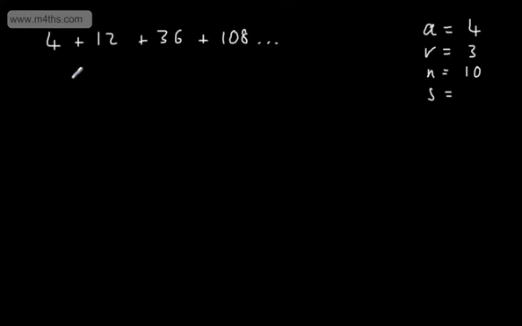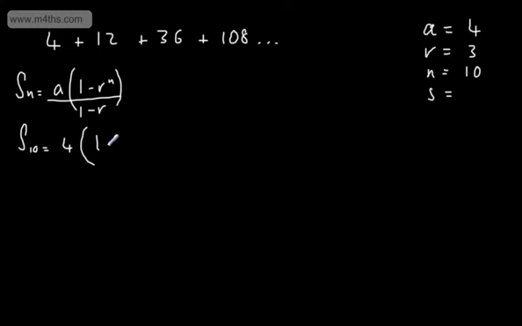So what we want to do is find the sum of the first 10 terms. So we can use S of n is equal to a, the first term, multiplied by 1 minus r to the n over 1 minus r. So I'm going to have the sum of the first 10 terms is equal to the first, which is 4, multiplied by 1 minus now the ratio. The ratio is 3, and that's going to be now to the power of n, which is 10. And then this will be now 1 minus the ratio, so it will be now 1 minus 3.